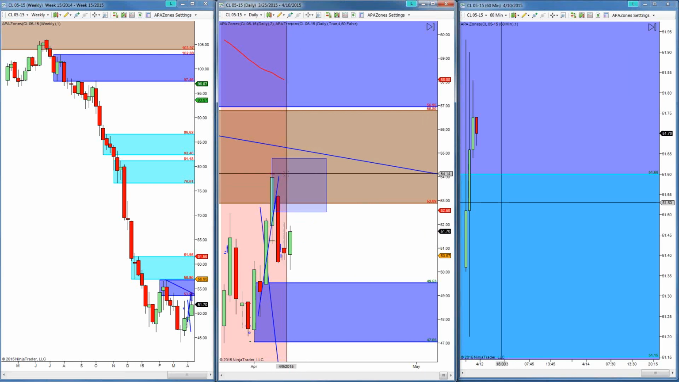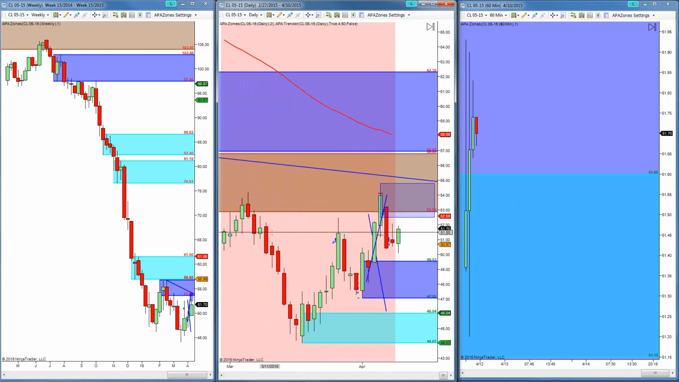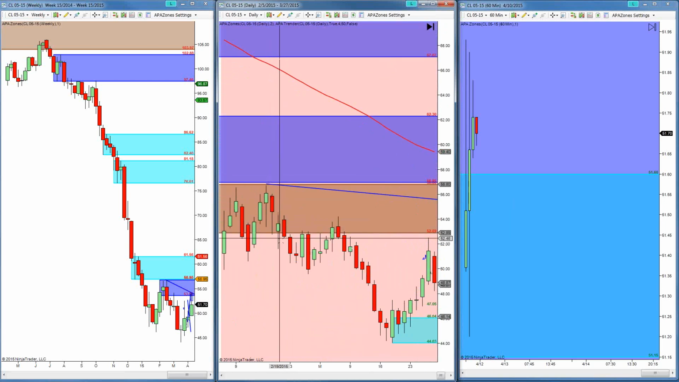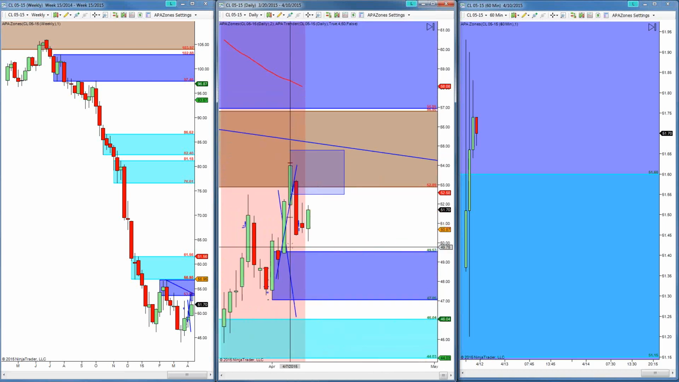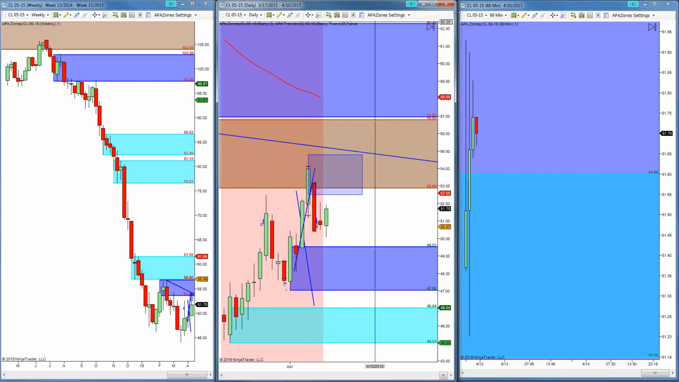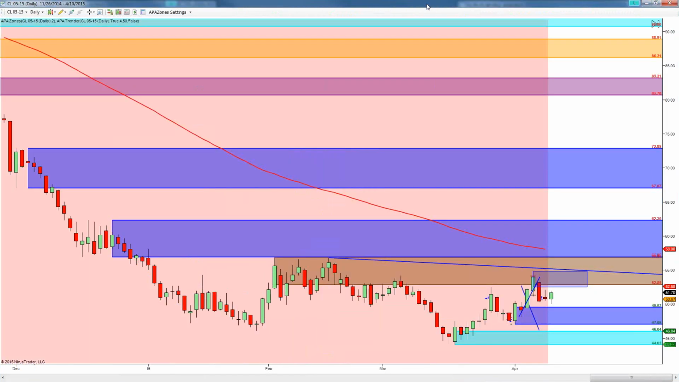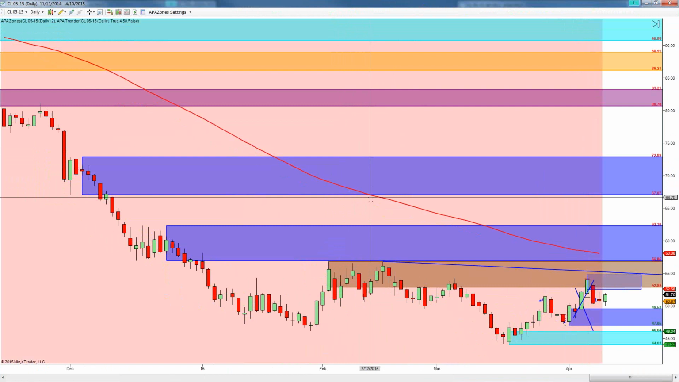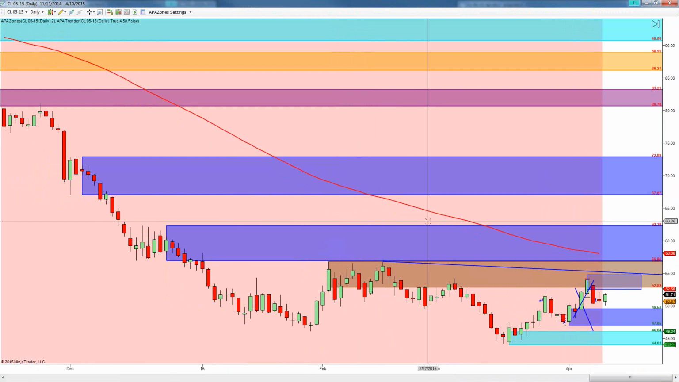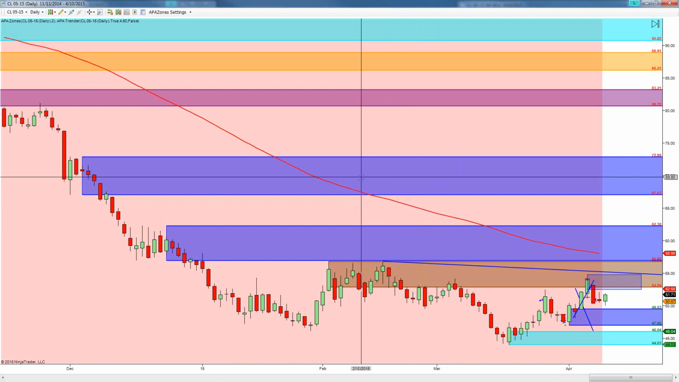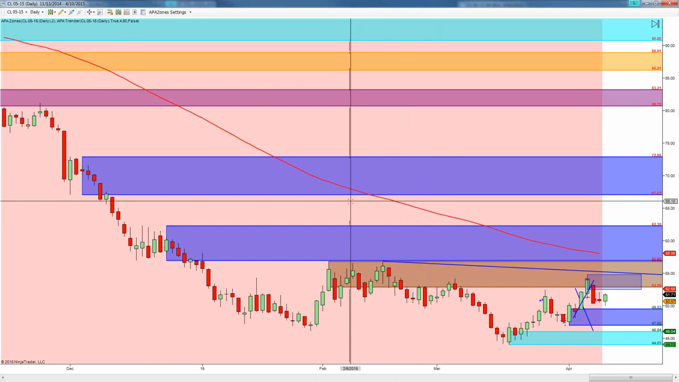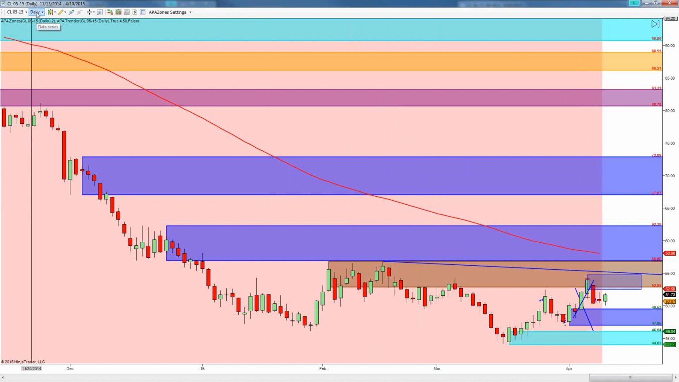So I would be looking for a retest, and if we're able to break above this range, then we're setting ourselves up for a potential trend as time goes on. But we'll just wait and see what happens till then.